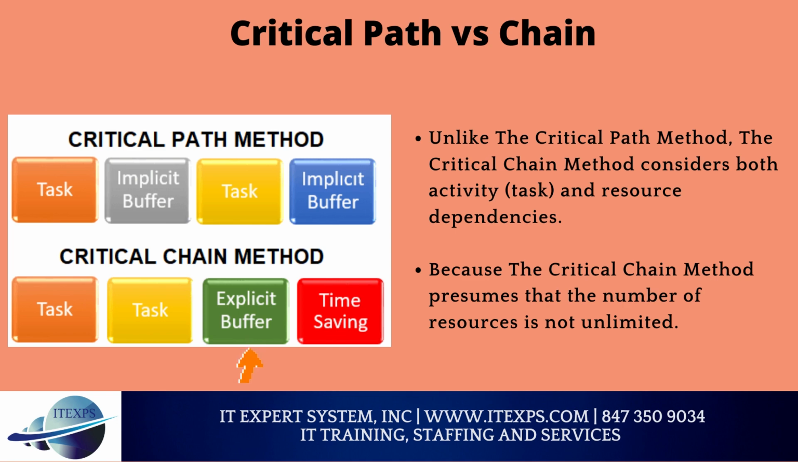Critical chain. In the critical chain, we add few dummy or buffer activities in the critical path and extend the project end date and duration for few days or weeks. This approach provides a realistic estimation by considering the resource limitation and potential schedule risks. Unlike the critical path method, the critical chain method considers both activity, task, and resource dependencies, because the critical chain method presumes that the number of resources is not unlimited.